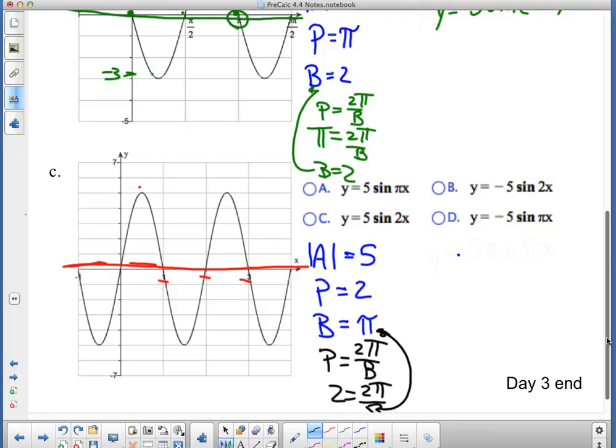So now I'm looking at this, and I've got y equals 5 sine of pi x. So those are the things I've got going, and that is the end of day 3, and we have 2 modeling problems to look at for our day 4 notes. Okay, thanks guys. I hope everything's going well, and have a great day.